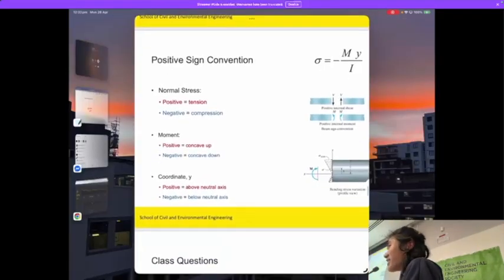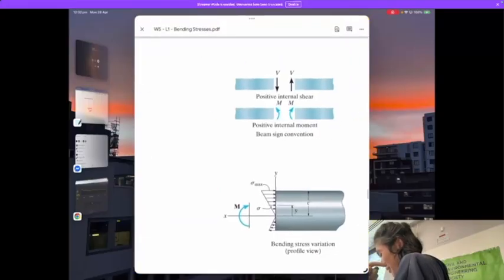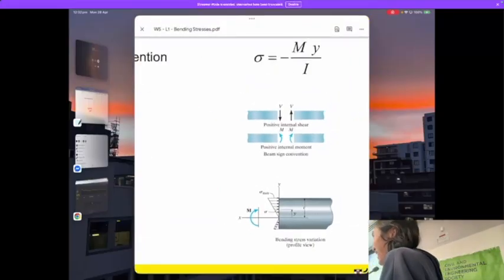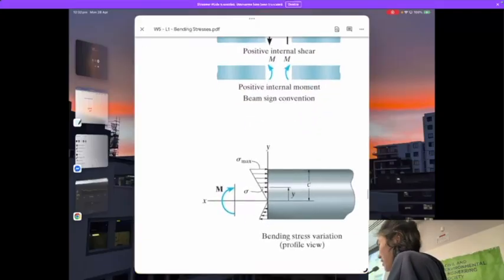So before we continue on to the next question, I'm just going to confirm my thing. So we would have got this equation. This is from your week five lectures, and essentially the y is the distance of your point of interest to the neutral axis.